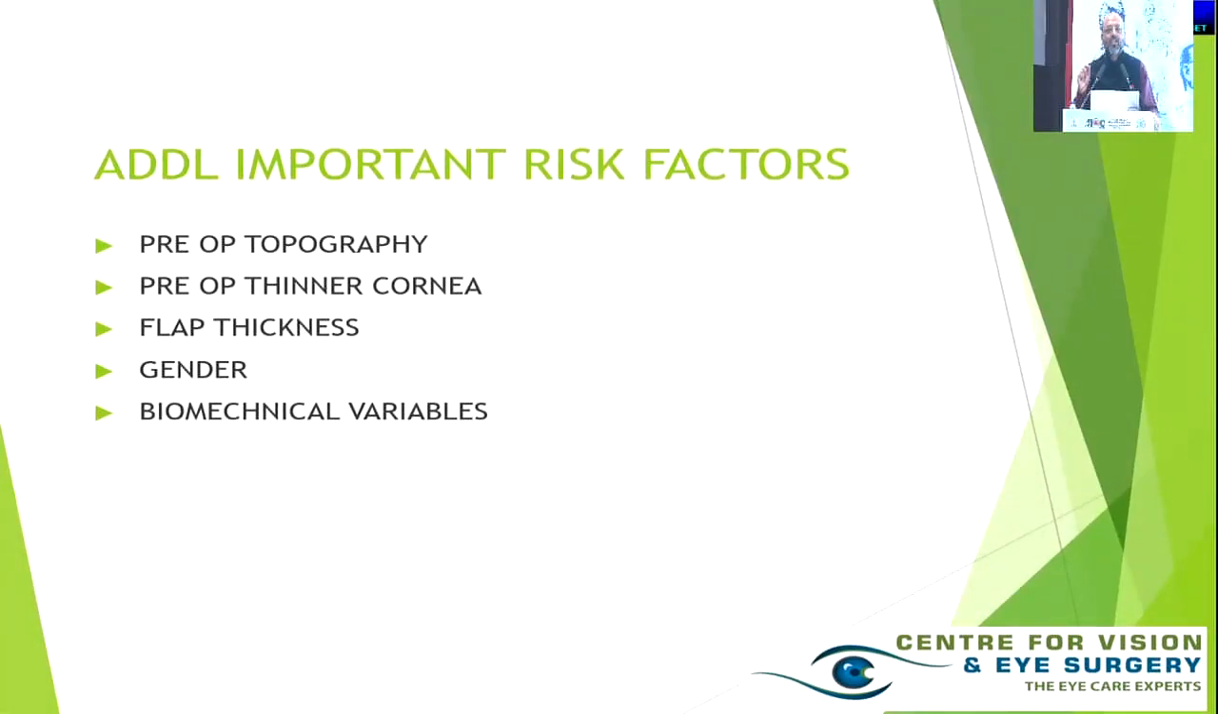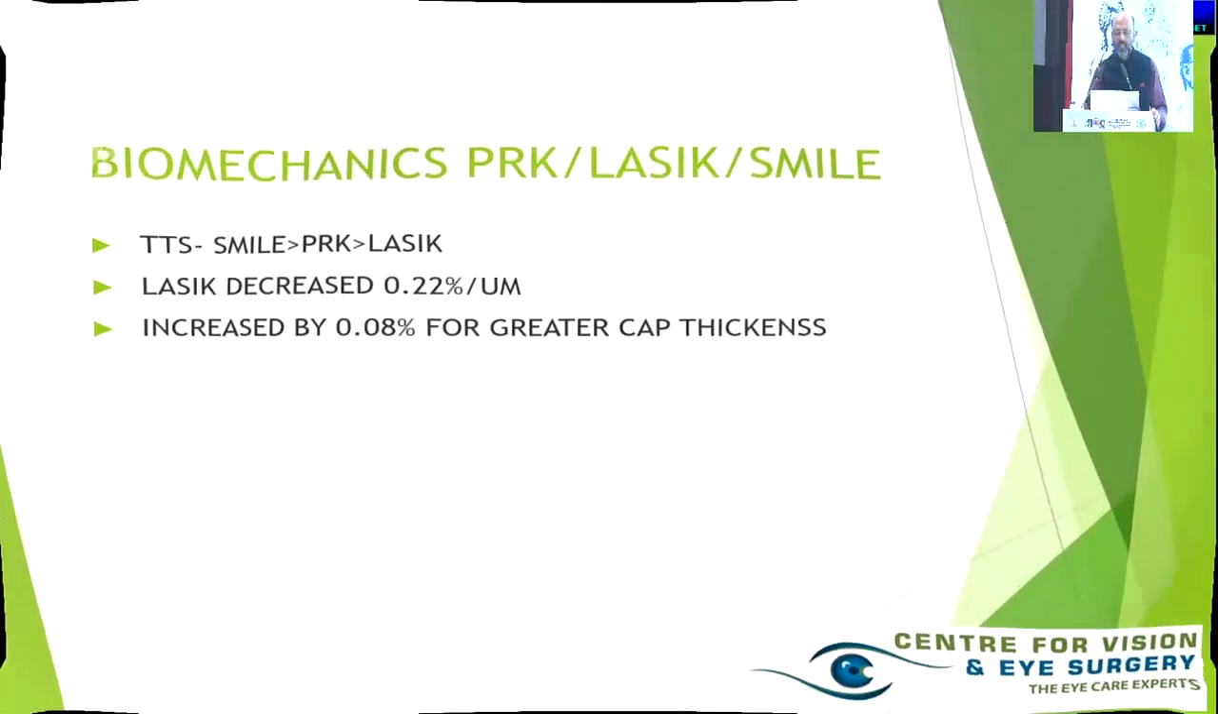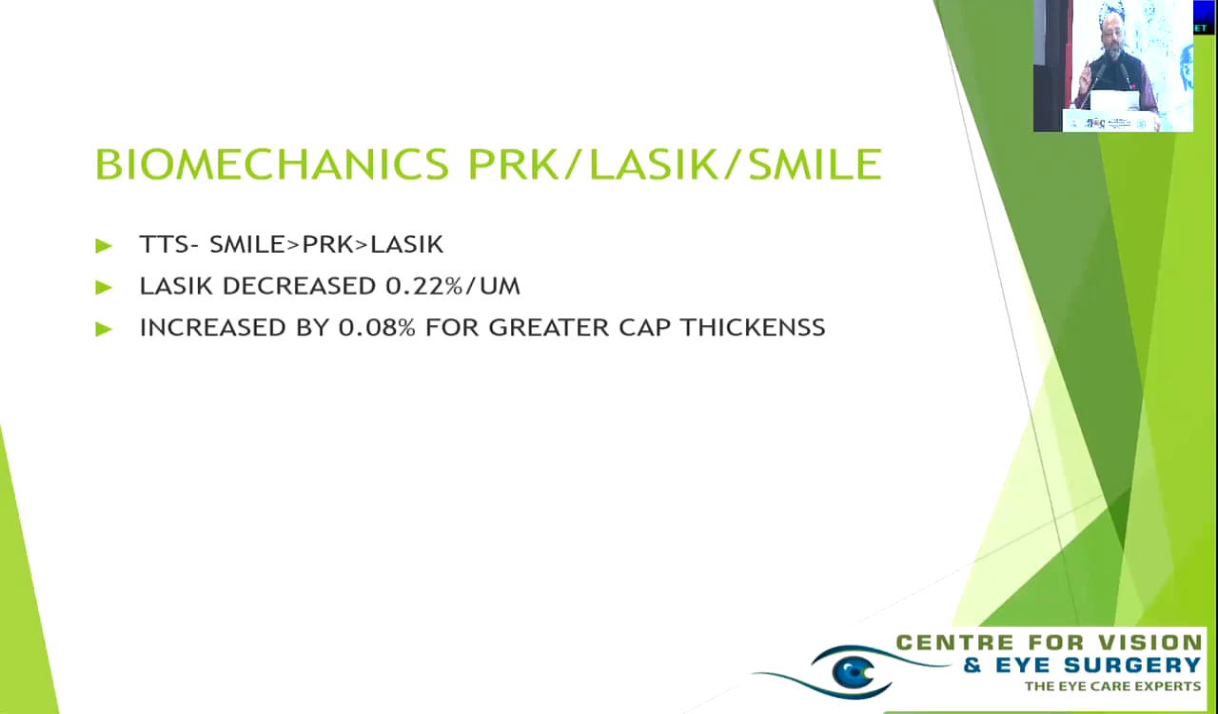Now, there are of course some additional risk factors: the pre-op topography, pre-op thinner corneas, flap thickness, gender, and biomechanical variables, which is a concept that has come in now in about 15 years. Of course, the biomechanics of PRK, LASIK and SMILE are different. The tensile strength of SMILE is better than PRK and is better than LASIK. That is an accepted concept. And every micron you ablate in the cornea, the tensile strength drops by about 0.2%. And if you increase the cap thickness, especially in patients with SMILE, it increases by about 0.08% for each micron that you increase.